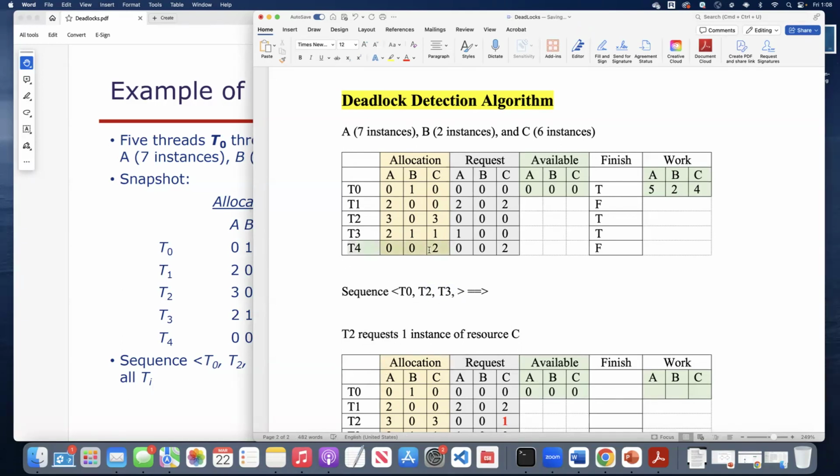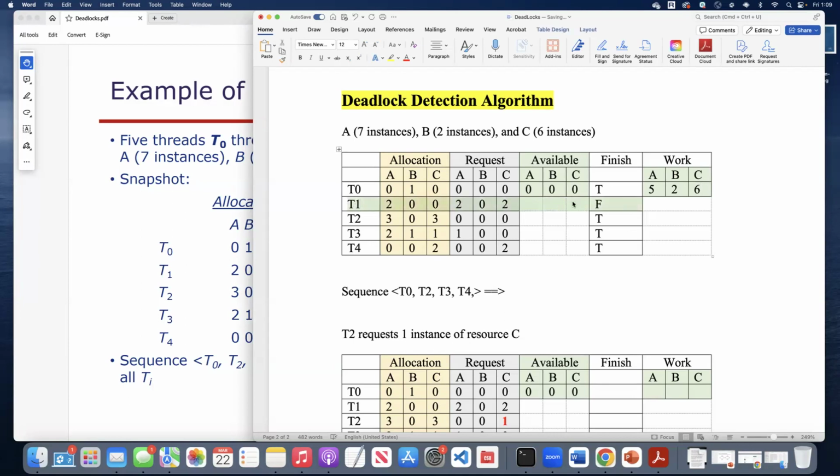Next one is T4. T4 is unfinished, and the T4's request 2C is less than work vector. So T4 can finish, and we update work. T4 release 2 instances of C, add it to work. 6. And then we can see we still have one unfinished thread, T1.